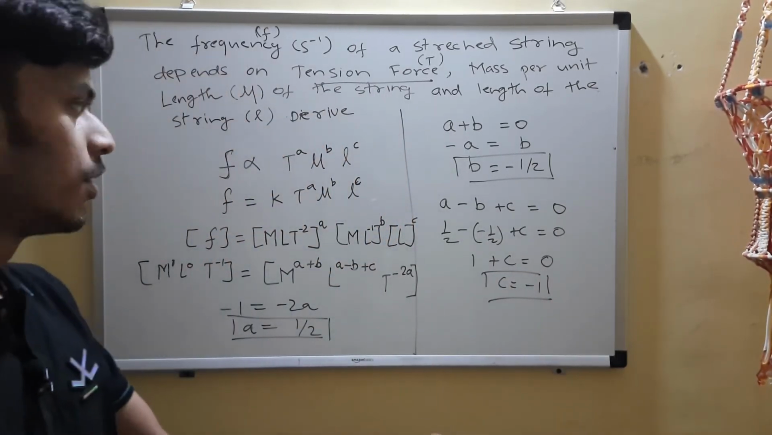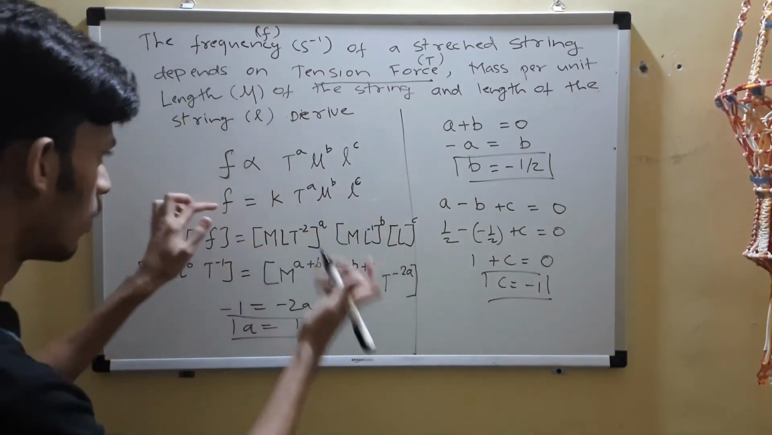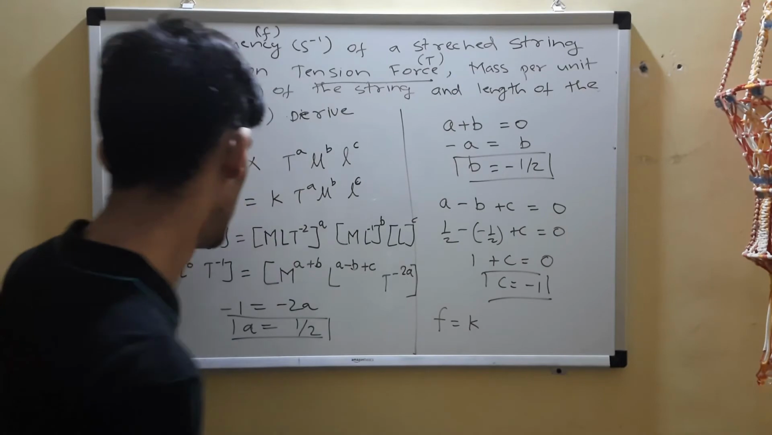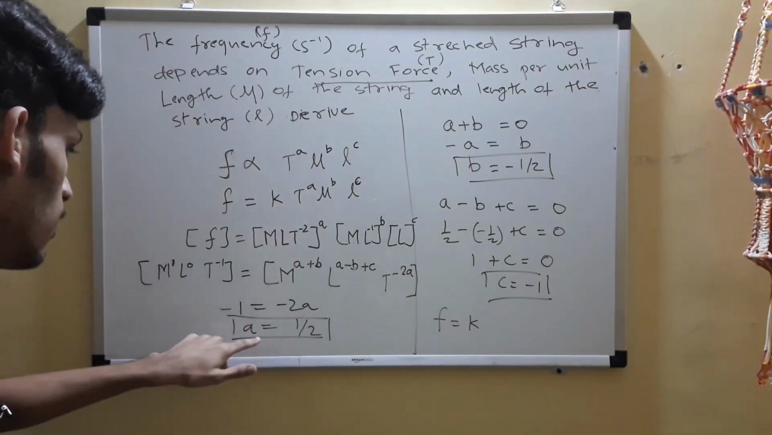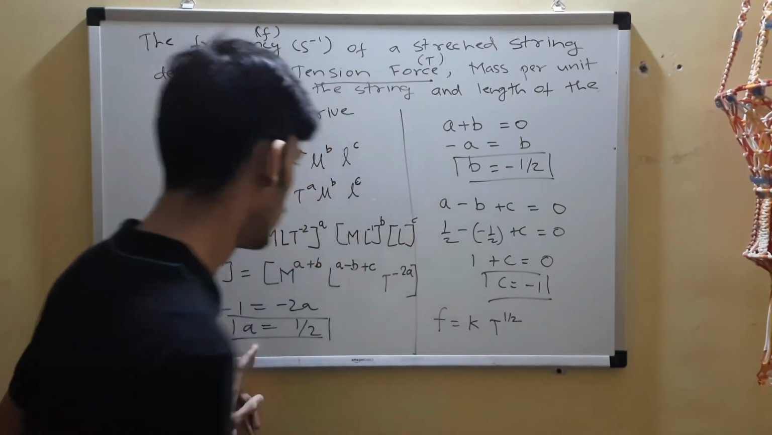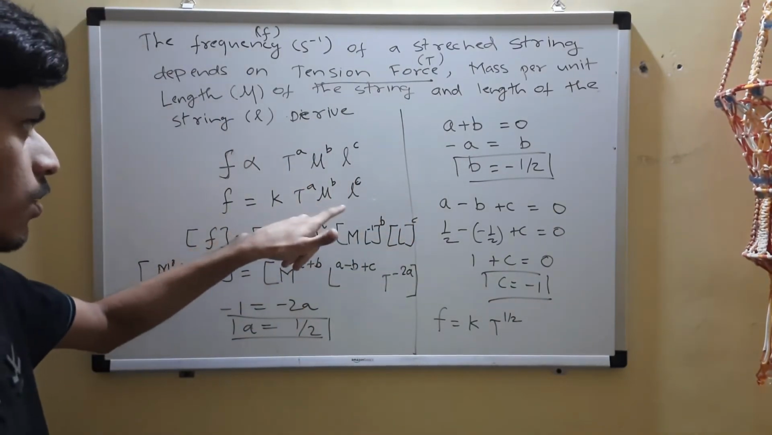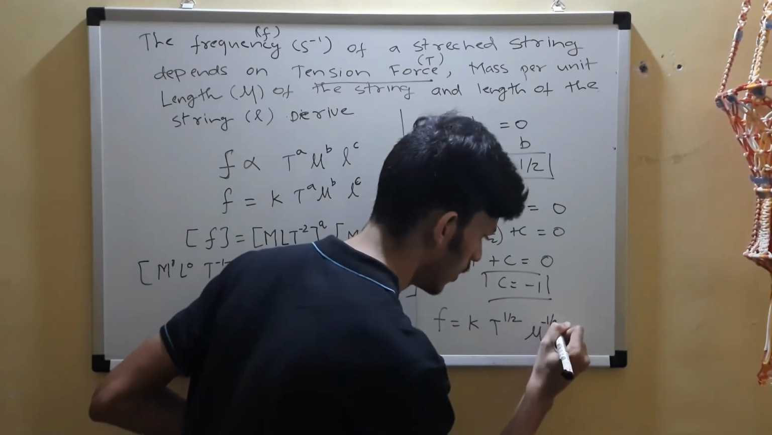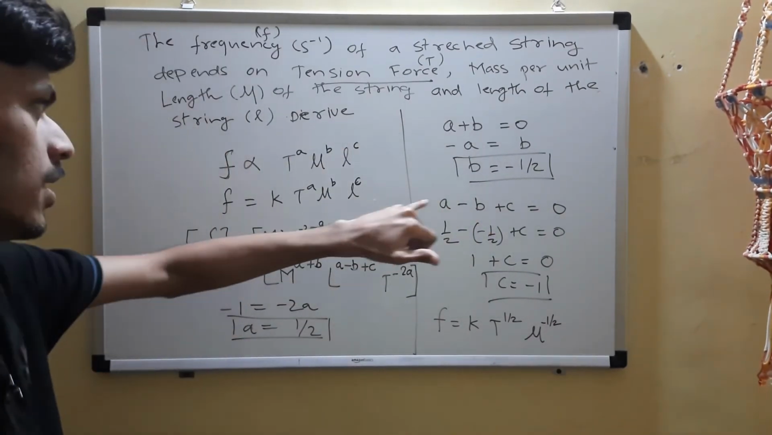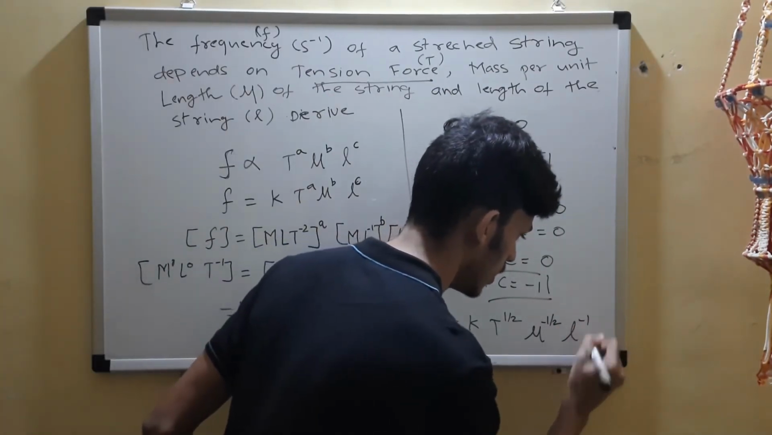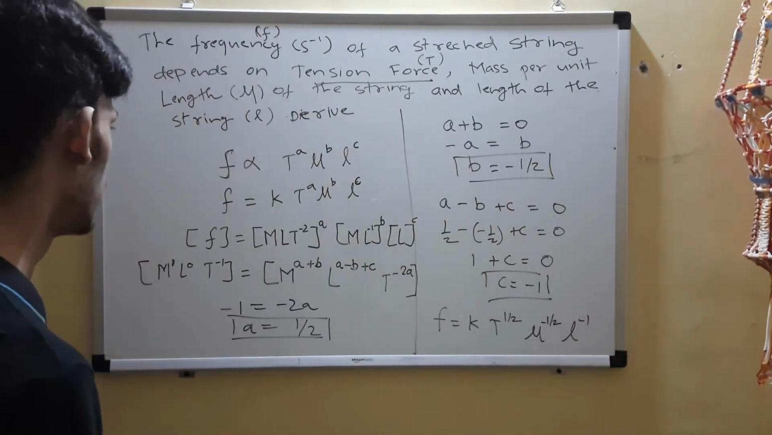Now what do we have to do? We have to resubstitute it over here. So we get f is equal to k, and we get T raised to half, so T is raised to A, which is half. Now mu is raised to B, which is minus half, and L is raised to C, which is minus 1. Now can we simplify this even more?